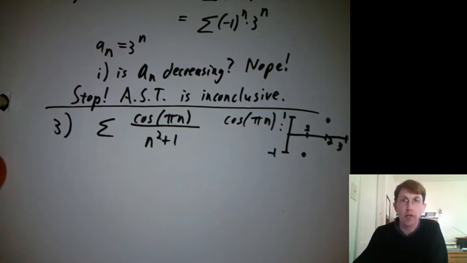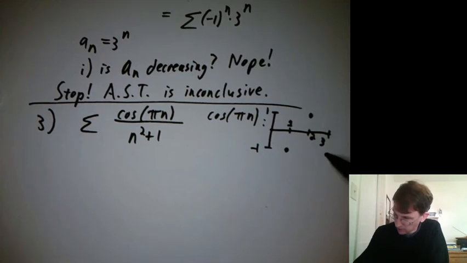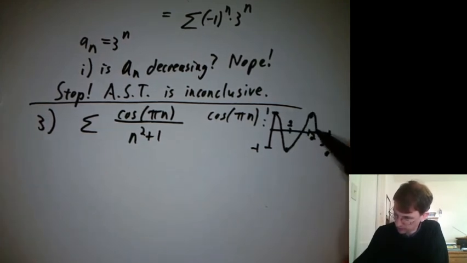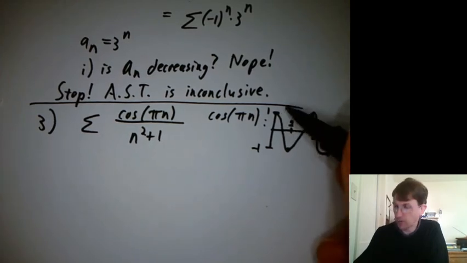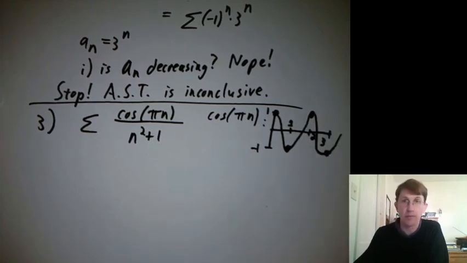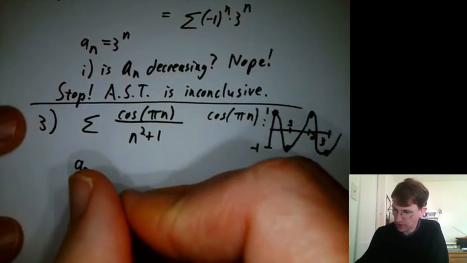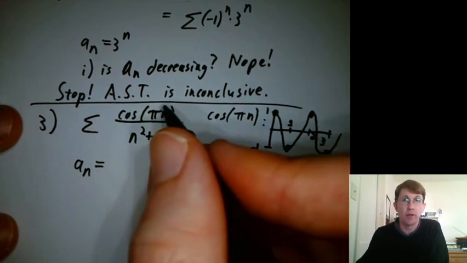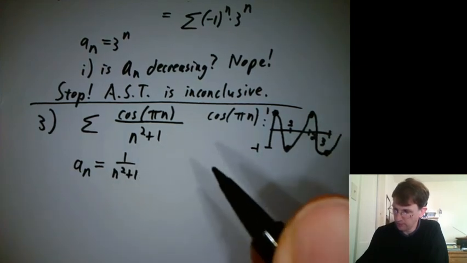At 3, we are at cosine of 3 pi, which is -1. So altogether, our cosine is doing this, and that's giving us alternating signs, +1s and -1s, right? Because we're only really paying attention to it at the integers here. So that's doing the alternating for us. What would you say a sub n is? It's the part that's not doing the alternating, so it's 1 over n squared plus 1.